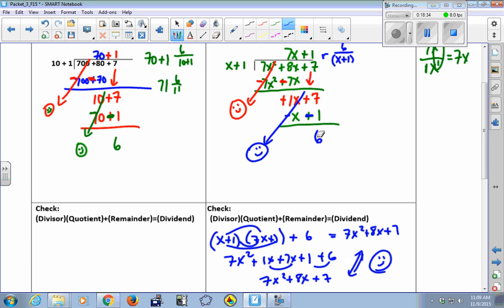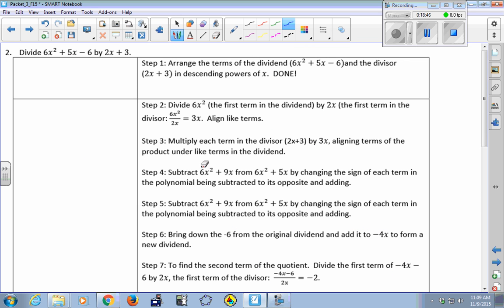Okay, if you come down here and your last step after you subtract, you get a 0, then you know you have 2 legitimate factors of your original polynomial expression. All right, so let's take a look at this again. We're going to take a little different look.